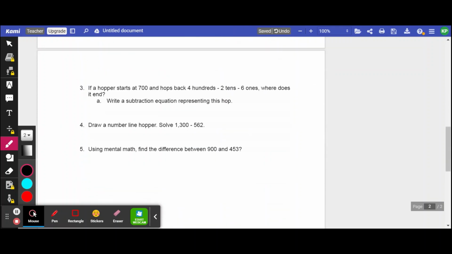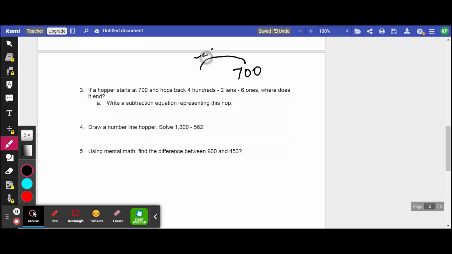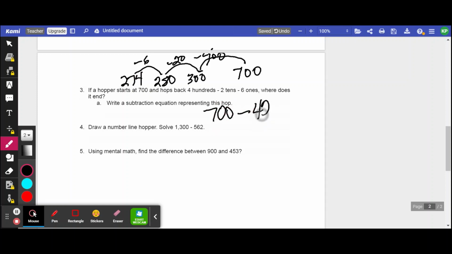All right. Down here it says if a hopper starts at 700, so you can write this out if you want, 700, and it hops back 400, so we could do it like this, minus 400. It's kind of messy on that paper. Minus 400 would get us to 300, right? Because 7 minus 4 is 3. And then we took 2 tens off, which is 20, would get us to 280. And then to take 6 ones off of that, minus 6, would get us back to 274. So a subtraction equation that represented that hop would be 700 minus 426 equals 274.